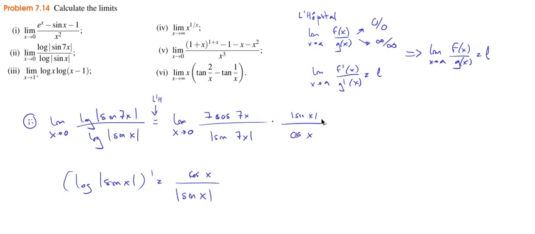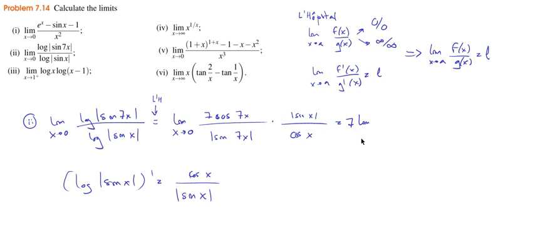Okay, and we can get rid of the absolute values here, because when x goes to 0, the sine of x and the sine of 7x are going to have the same sign. So this fraction is going to be positive, right? So then, the limit of this is going to 1, the limit of this is going to 1, so we can actually get rid of them, right?